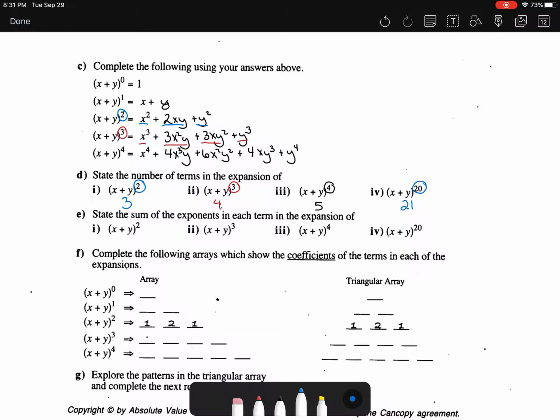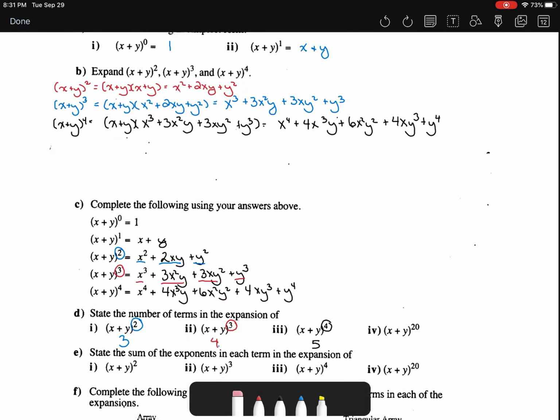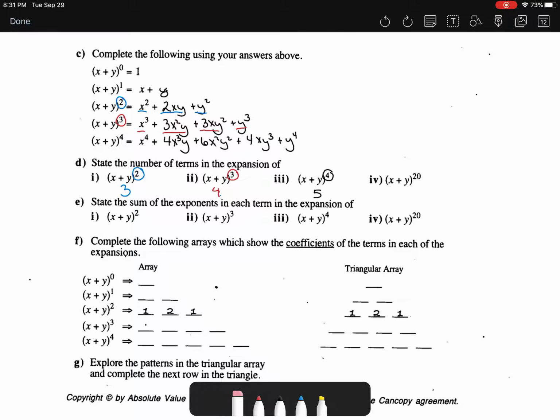In E, they're asking for the sum of the exponents in each term. Sorry, for some reason this got lost there, so I'm just going to fill that in again. So the sum of the exponents. When I go to (x + y)², the sum of the exponents is what they're talking about in each term. So in the first term, the sum of the exponents is just 2. There's just a 2 there.